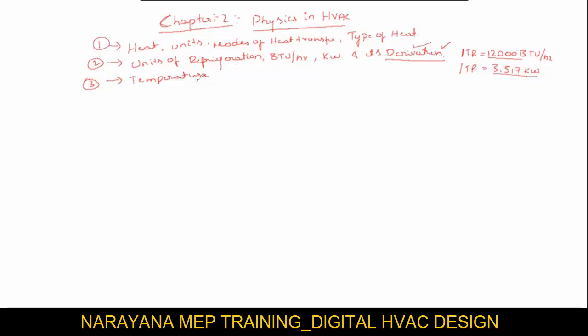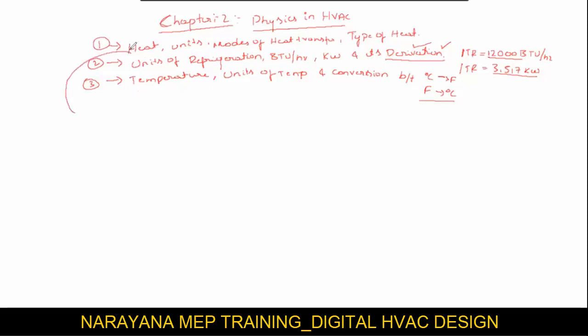And the third point is temperature: units of temperature and conversion between degree Celsius and Fahrenheit and vice versa, Fahrenheit to degree Celsius. This we will discuss. If time is left, then we will discuss the zeroth law of thermodynamics, but let us focus on this.